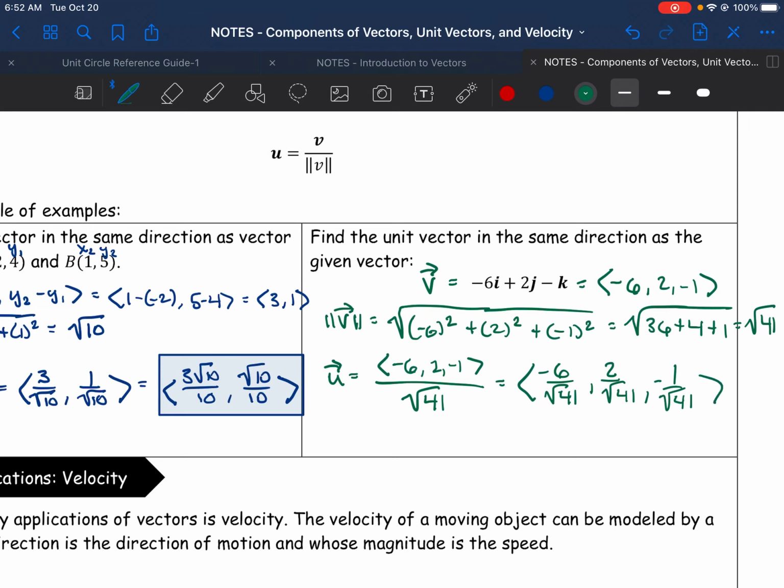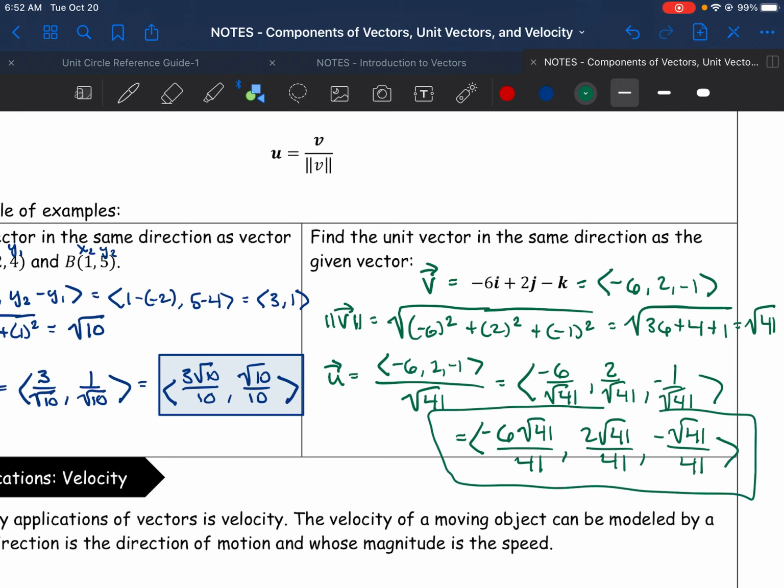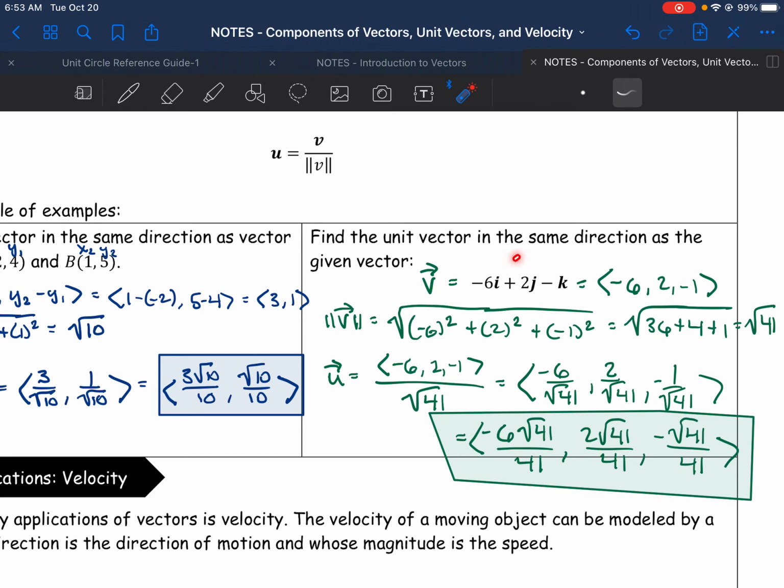Now, just like in the previous example, we don't like square roots in the denominator. Let's go ahead and rationalize the denominator for each component. This would give us -6 square root of 41 over 41. Then we would have 2 square root of 41 over 41. And lastly, we would have negative square root of 41 over 41. And this would be our unit vector u in the same direction as the vector that we started with.